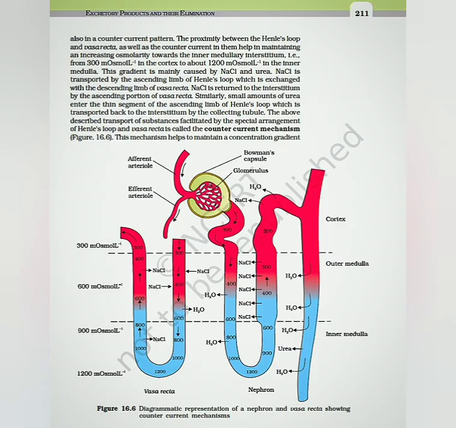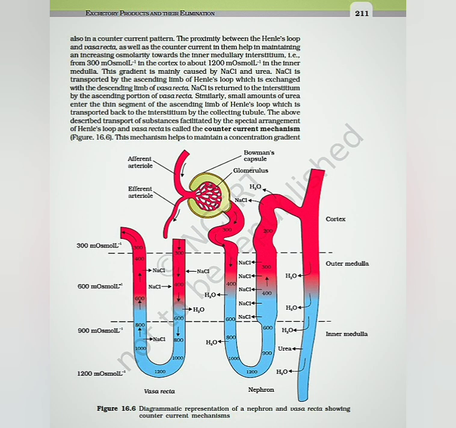The proximity between the Henle's loop and vasa recta, as well as the countercurrent in them, helps in maintaining and increasing osmolarity towards the inner medullary interstitium, that is, from 300 milliosmoliter in the cortex to about 1200 milliosmoliter in the inner medulla. This gradient is mainly caused by NaCl and urea. NaCl is transported by the ascending limb of Henle's loop, which is exchanged with the descending limb of vasa recta. NaCl is returned to the interstitium by the ascending portion of vasa recta. Similarly, a small amount of urea enters the thin segment of the ascending limb of Henle's loop, which is transported back to the interstitium by the collecting tubules.